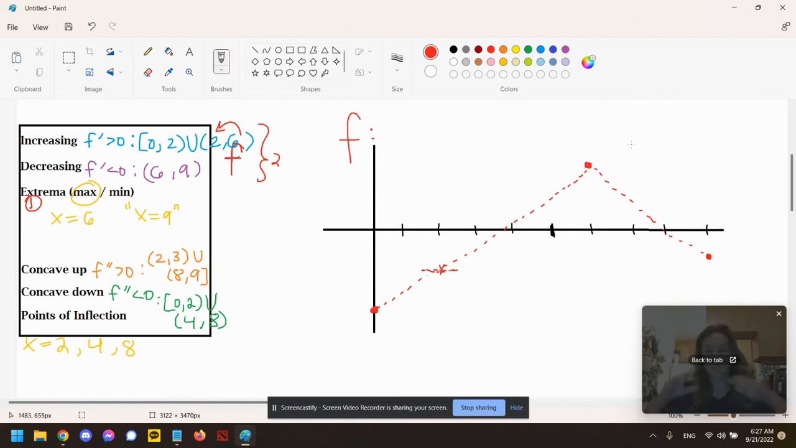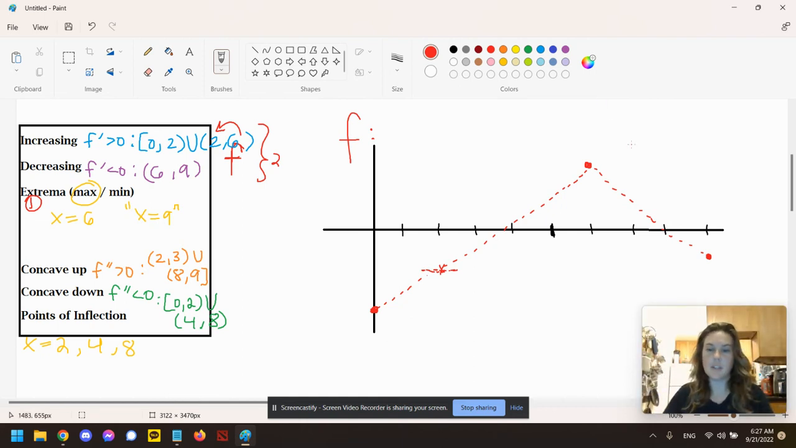Okay, so this is like step 1, super basic. I know where it's increasing, I know where it's decreasing, and I know where it's flat. It's flat here. It's flat here. And it's flat at x equals 2.